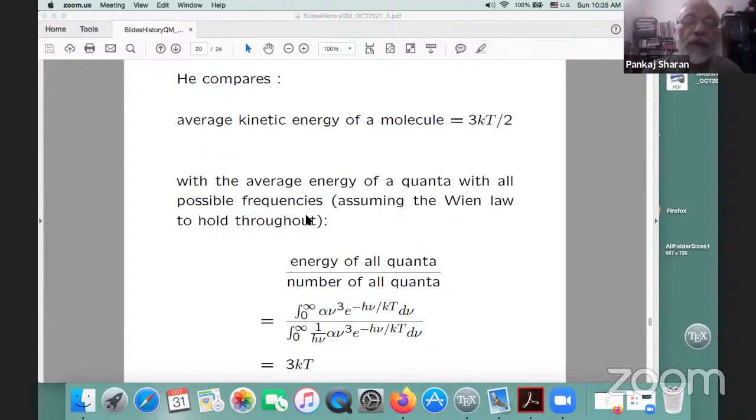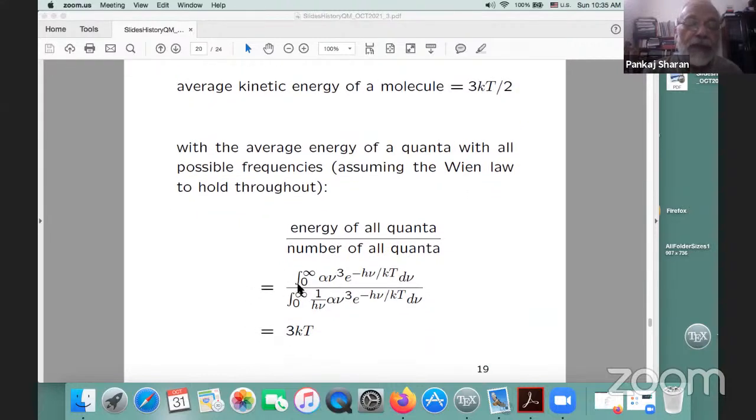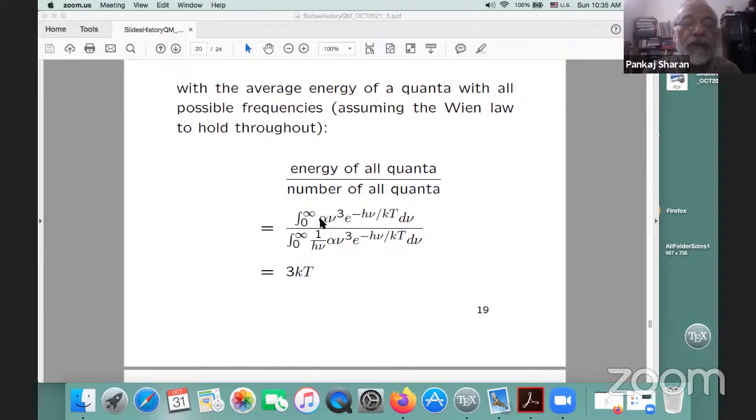Assuming the Vn law to hold throughout all possible frequencies, he integrates. Look at this: 0 to infinity of alpha nu cubed e to the power minus h nu over kT. This will be the total energy, including all frequencies. This is divided by 1 upon h nu times the energy, which means the number of particles, and this is per particle how much energy there is, and that comes out to be 3 kT.